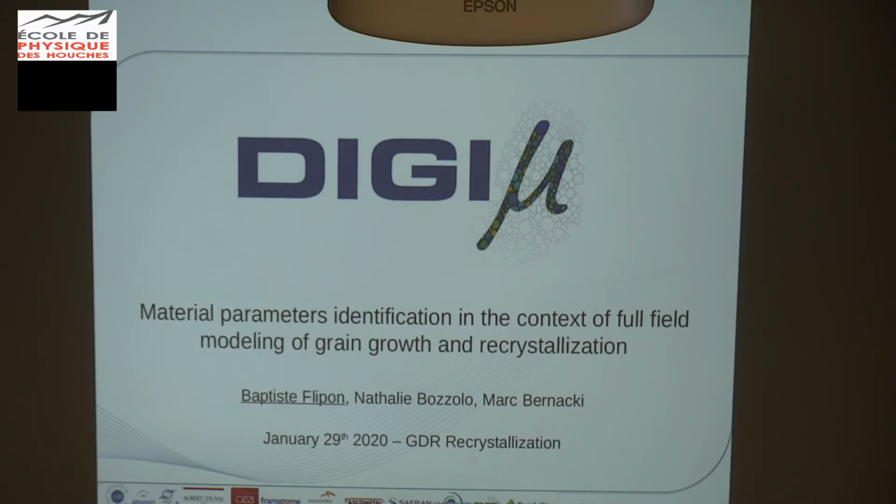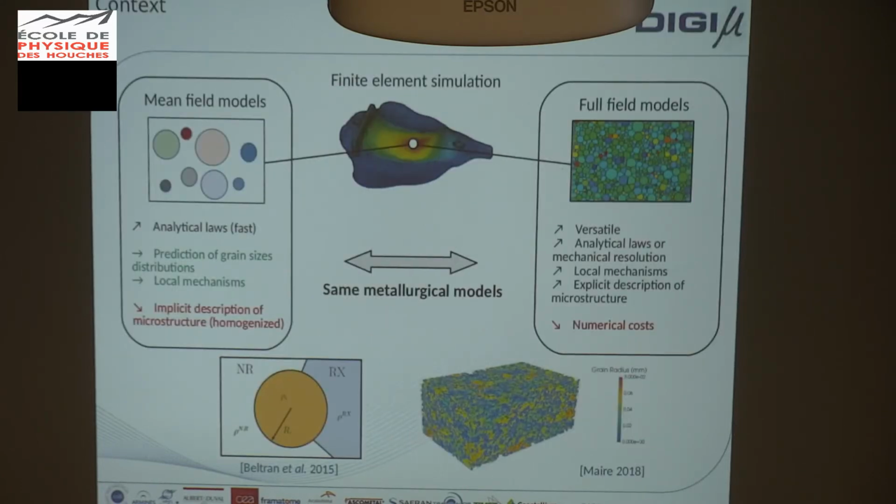The main part of my work is material parameter identification. Here it is in the context of full field modeling, but since we are mostly using the same metallurgical model in our mean field model, the identification procedure that I will propose to you today remains valid also for that kind of model. That's nice because we have a really coherent numerical working framework.